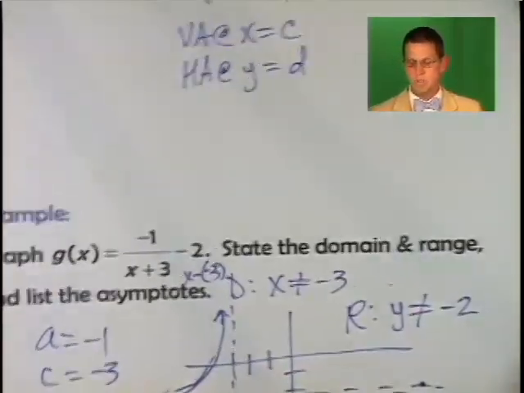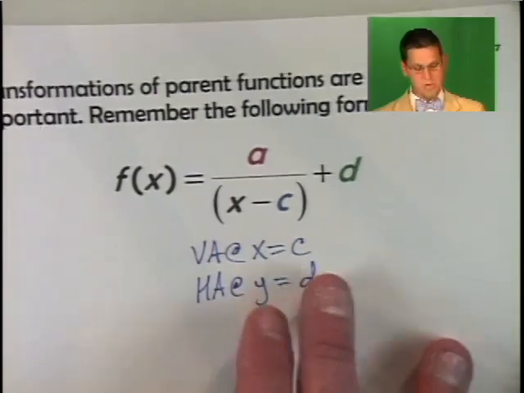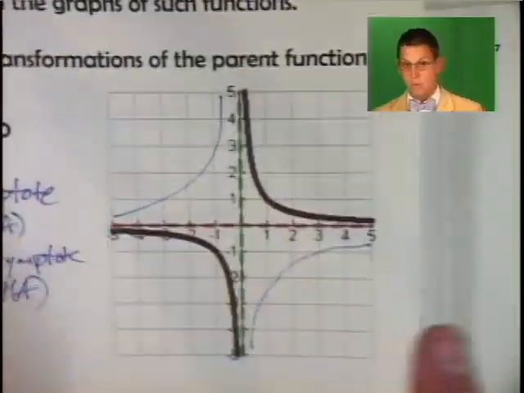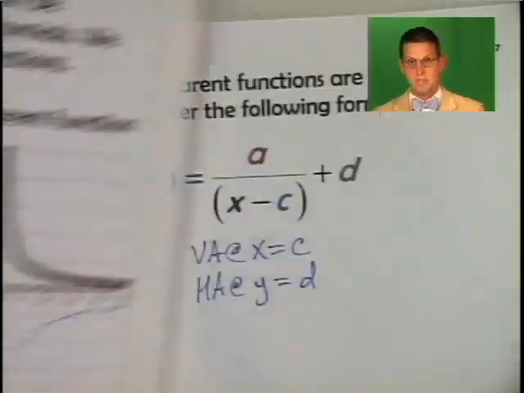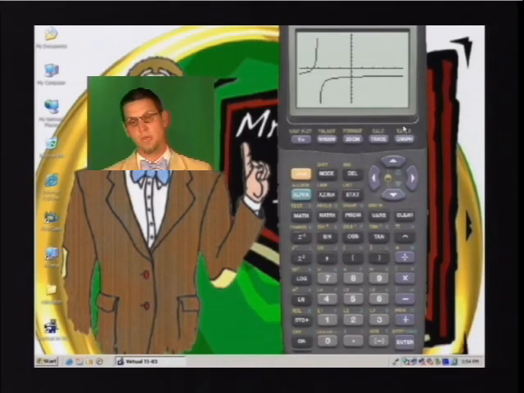Okay? It's worth memorizing this pattern and what they do to the graphs. But if you know how they affect the graphs and you memorize what the parent function looks like, then you'll know exactly where the vertical and horizontal asymptote go. So memorize it.